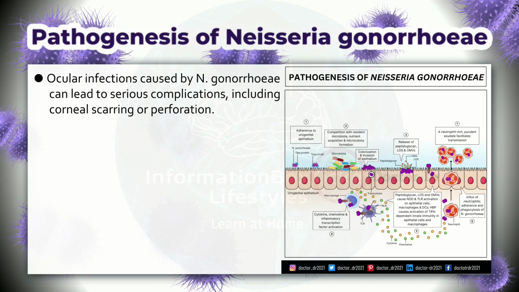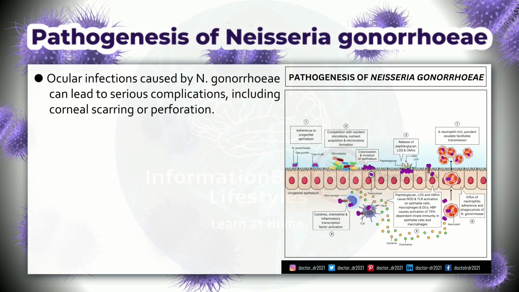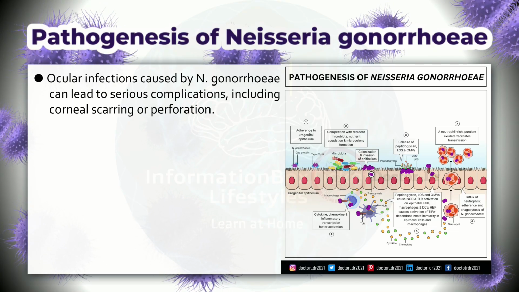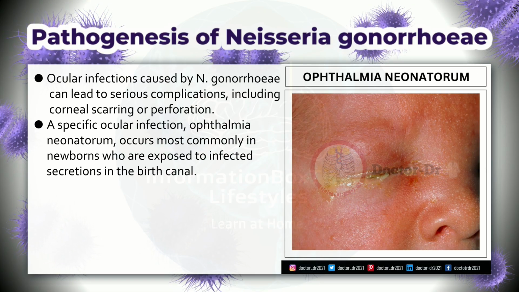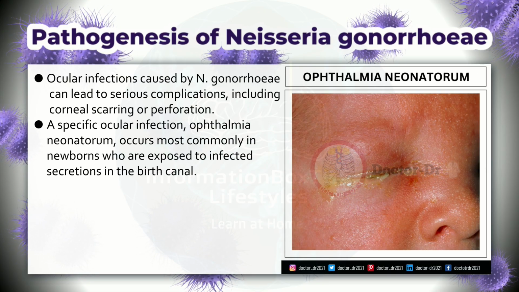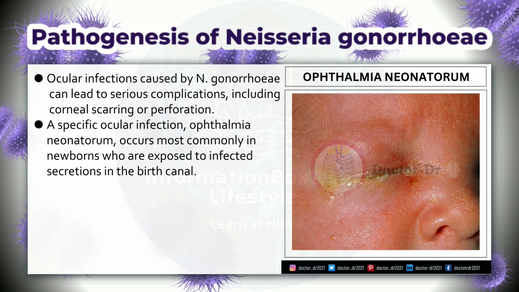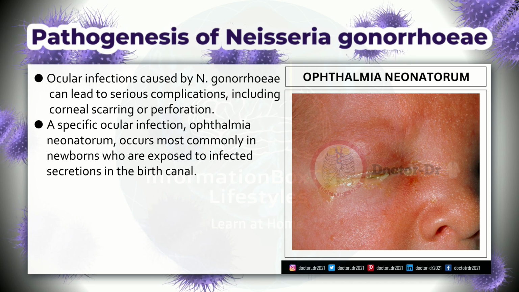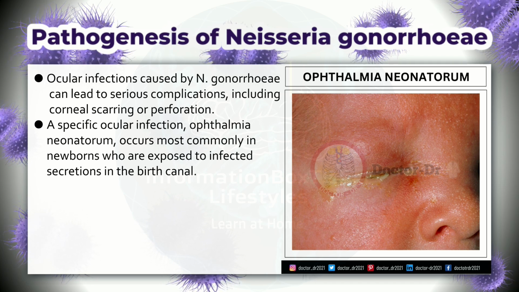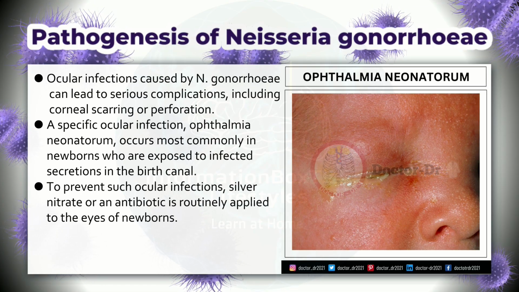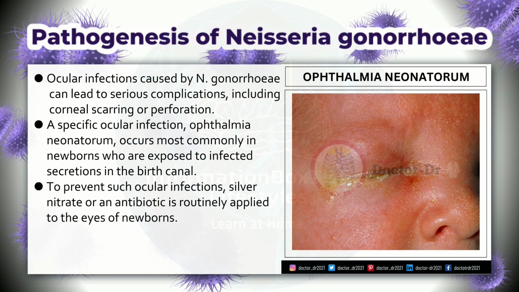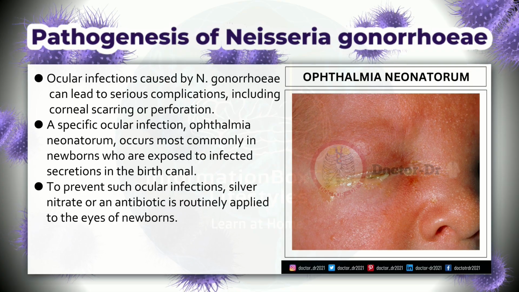Ocular infections caused by Neisseria gonorrhoeae can lead to serious complications, including corneal scarring or perforation. A specific ocular infection, ophthalmia neonatorum, occurs most commonly in newborns who are exposed to infected secretions in the birth canal. To prevent such ocular infections, silver nitrate or an antibiotic is routinely applied to the eyes of newborns.